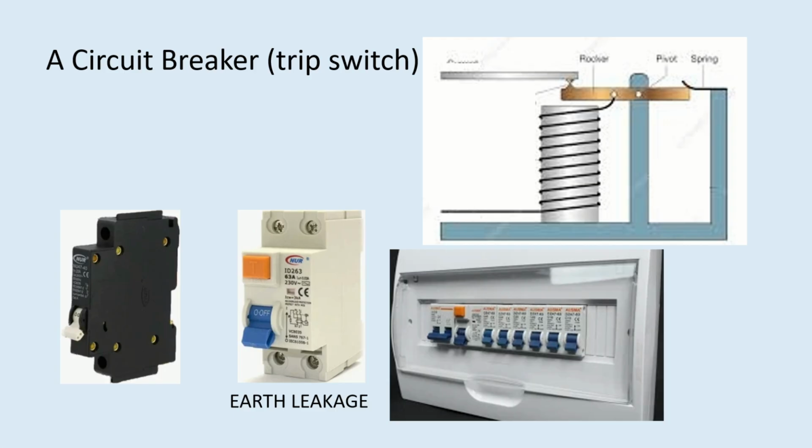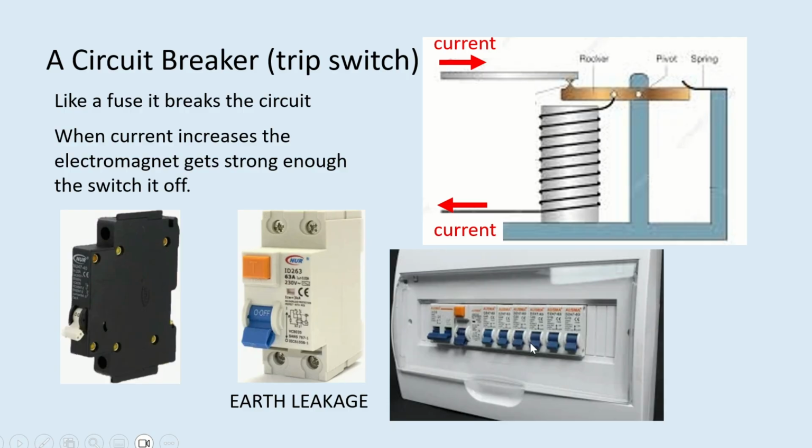A circuit breaker, commonly called a trip switch. It's like a fuse in that it breaks the circuit. So here we have a typical one. This is the earth leakage, and here they're all together in a distribution board, the DB board. So this is a schematic diagram of how it works.